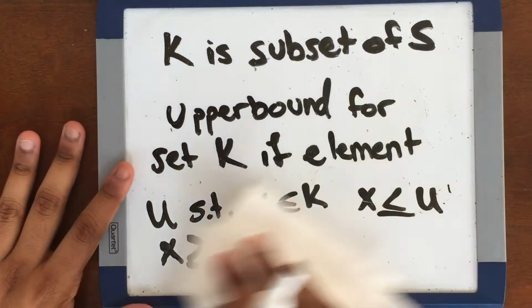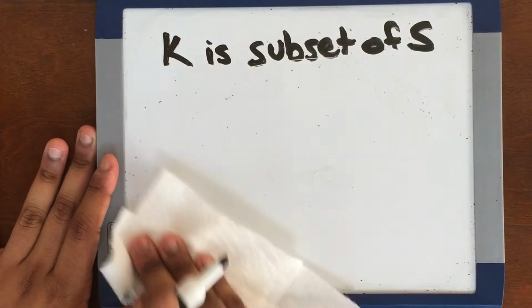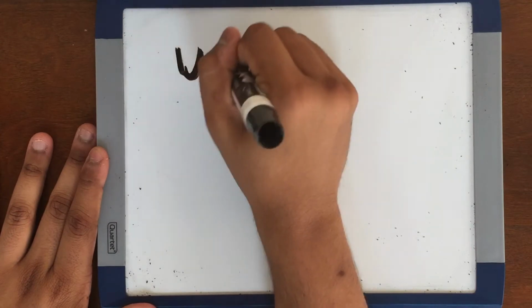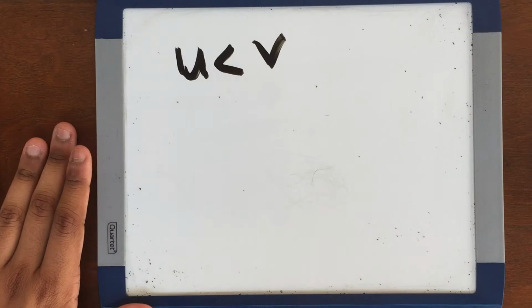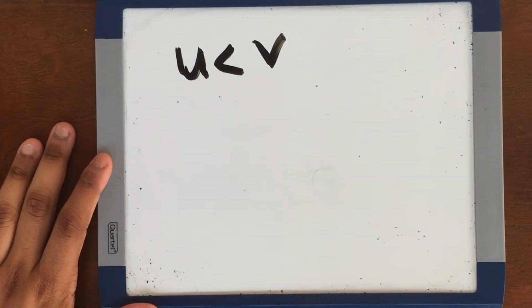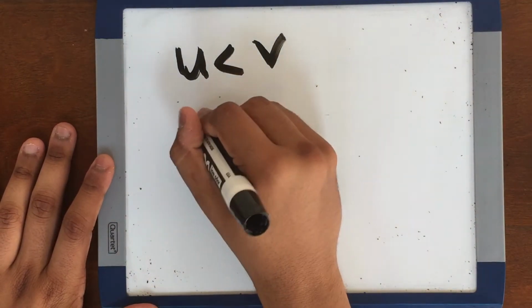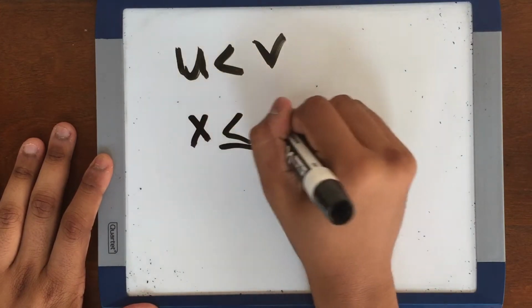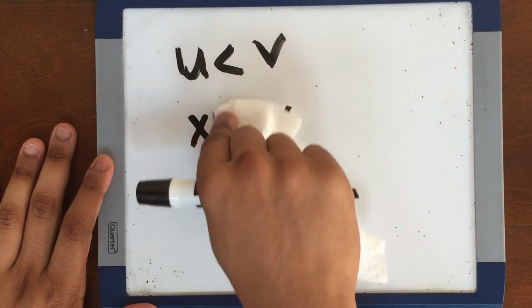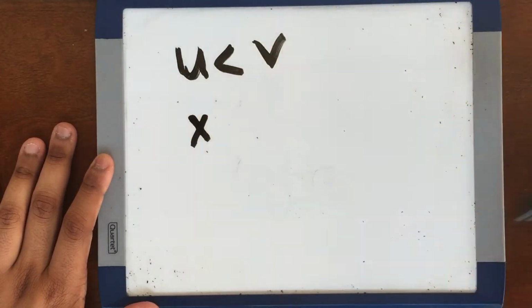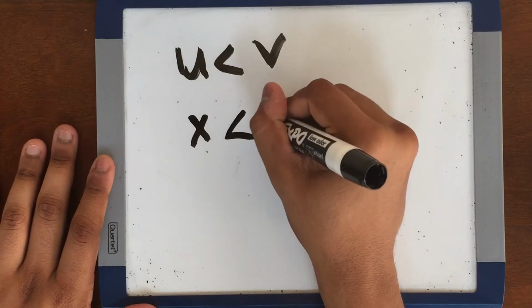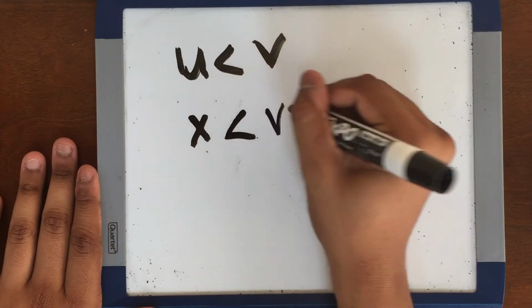Notice that for every upper bound U of K, if there exists an element V such that V is greater than U, then by the transitive property of ordered sets, X is also bounded above by V.